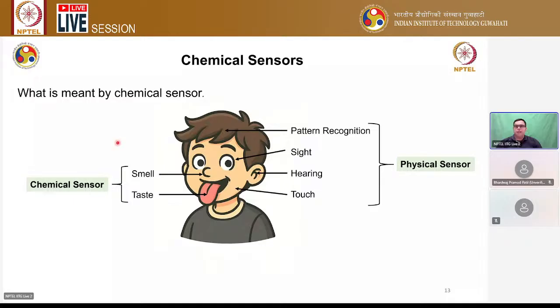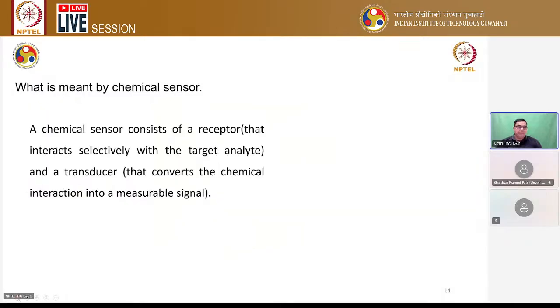Like if you smell something, some analyte, or we taste something, the analyte comes in contact with our tongue, and then we sense that this is this particular item. This kind of artificial device is known as a chemical sensor.